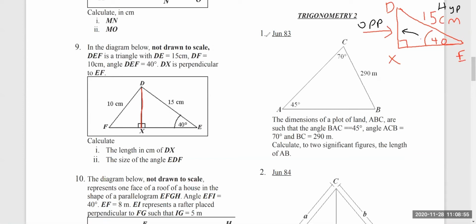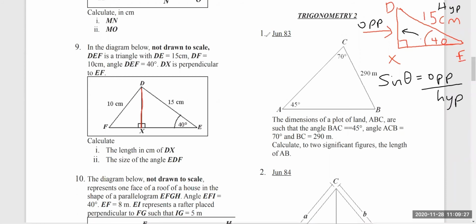So using the unknown side and the known side, we need to use a trigonometric ratio that involves those two sides, which is your unknown side and your known side. The unknown side is the opposite, and the known side is the hypotenuse. So the trigonometric ratio that uses the opposite and the hypotenuse will be sine. All right, so we say sine theta is equal to opposite over hypotenuse.